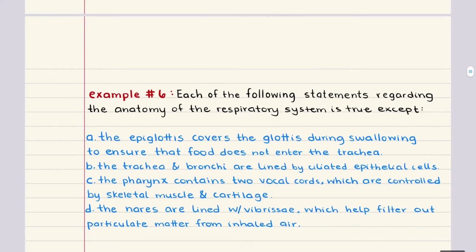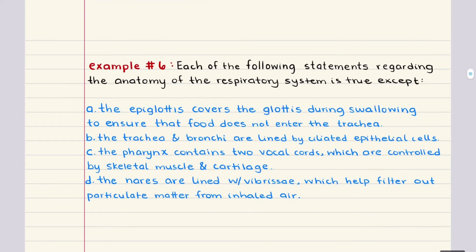Let's move on to problem 6. Problem 6 says, each of the following statements regarding the anatomy of the respiratory system is true, except blank. You guys already know what we have to do here. We have to go through each answer choice. A says the epiglottis covers the glottis during swallowing to ensure that food does not enter the trachea. Now, this is a correct statement.